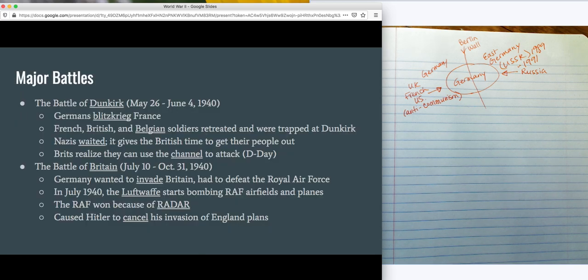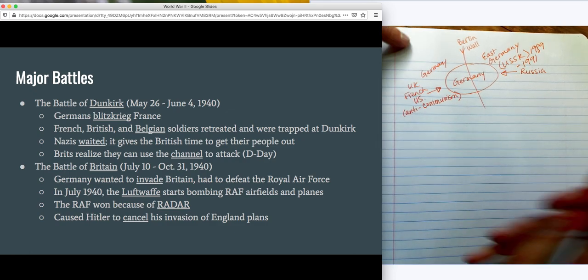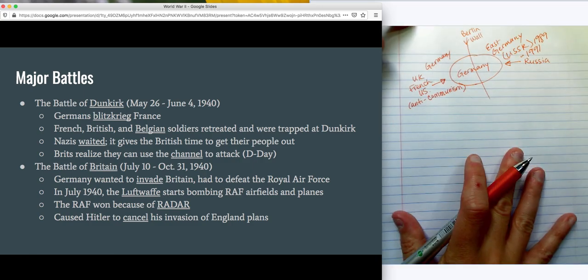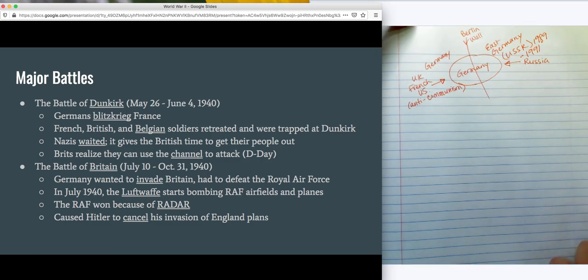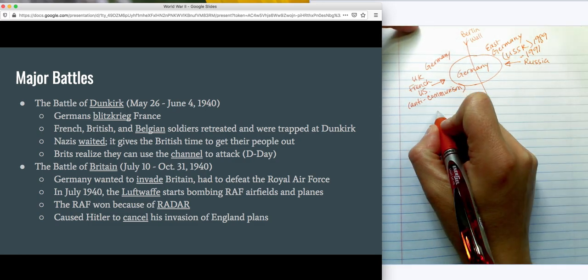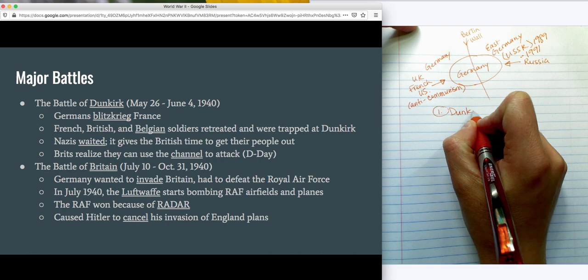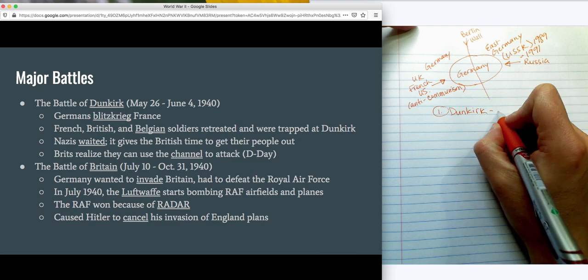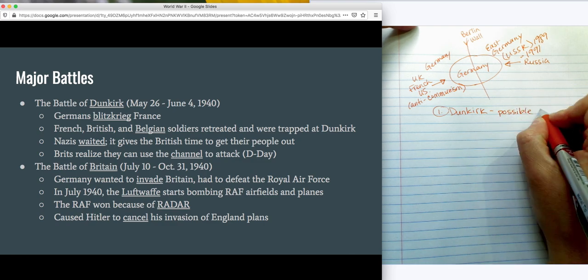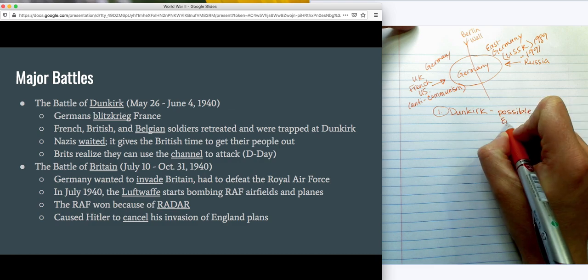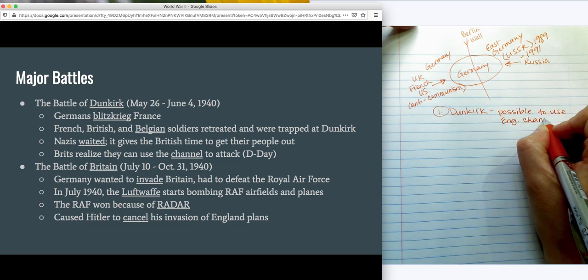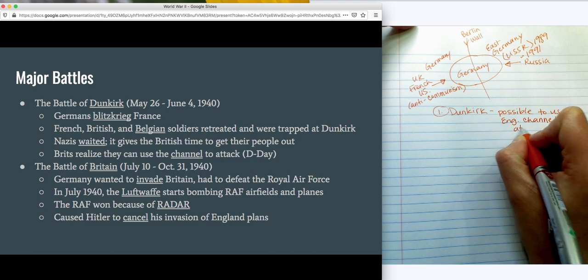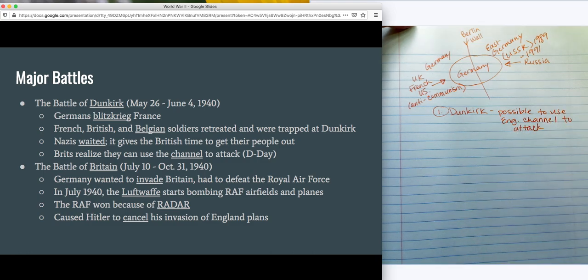Okay, so major battles. That's what it's called. Battle of Dunkirk. I'd forgotten. What I'm going to do over here is just write down the main thing you need to remember out of all these battles. So, Battle of Dunkirk showed them that it was possible to use the English Channel to attack. Before that, they were like, we can't possibly use the English Channel. It's too hard and too difficult. But they had to get all of the people out of France using the English Channel. So they were like, well, why don't we put people back into France using the English Channel?